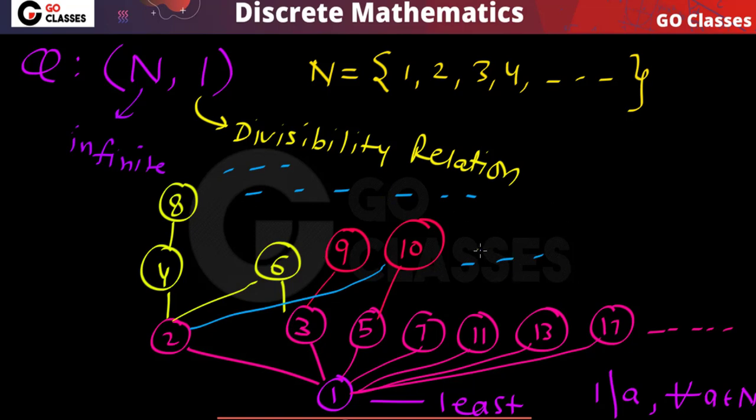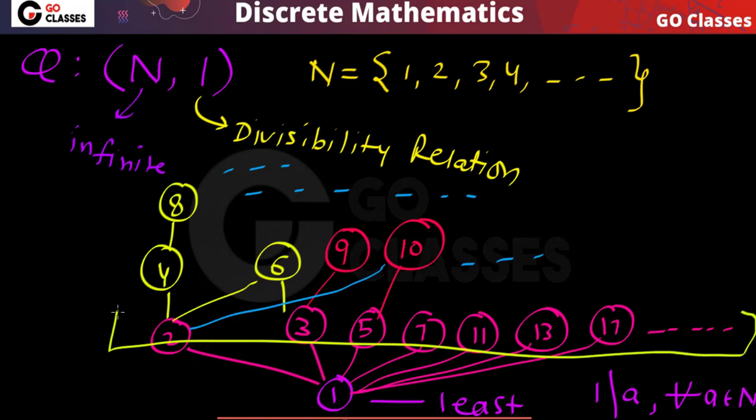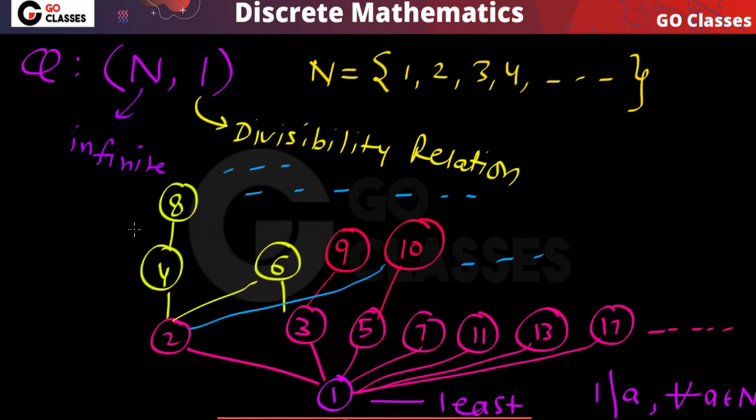So the Hasse diagram will be infinite. Okay, so this is just to give you an idea. So all the prime numbers are here. You can notice these are all the prime numbers. Okay, so this is the idea. This is the idea of the Hasse diagram.